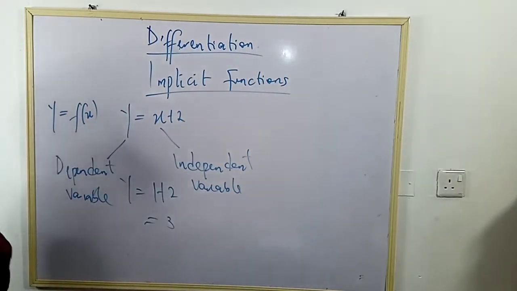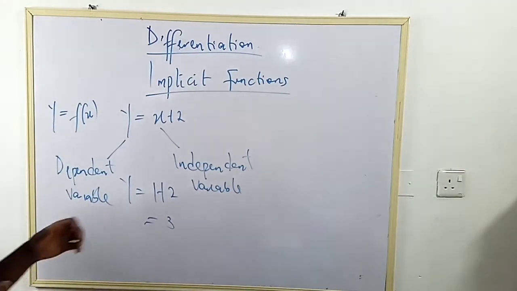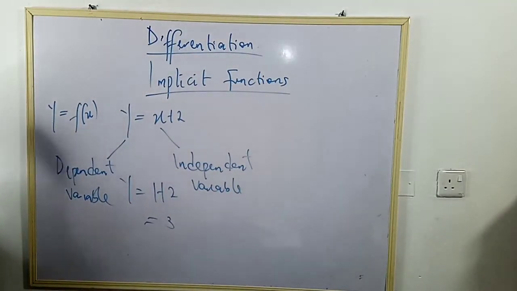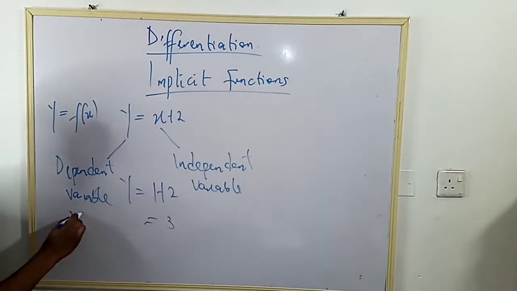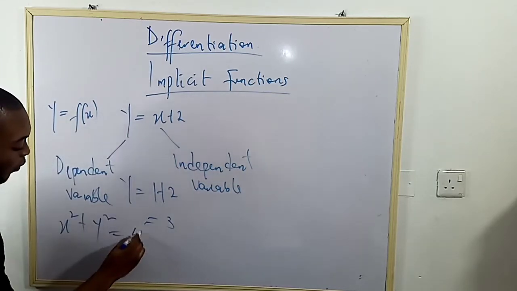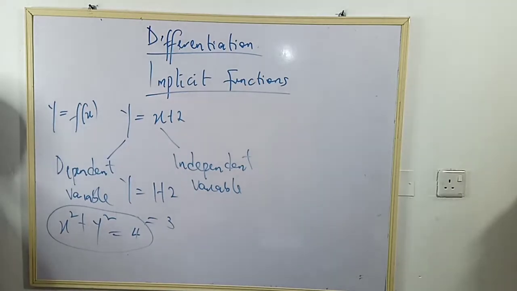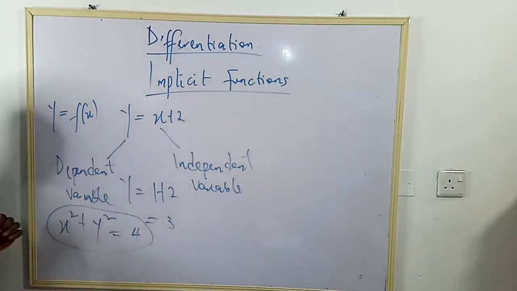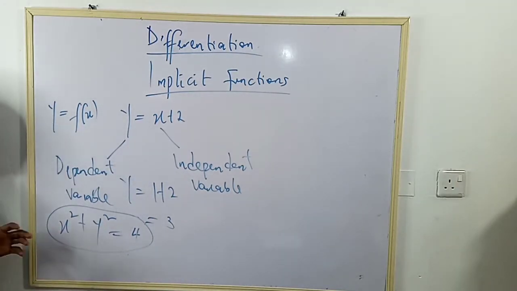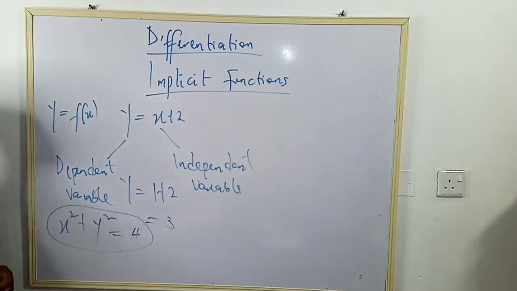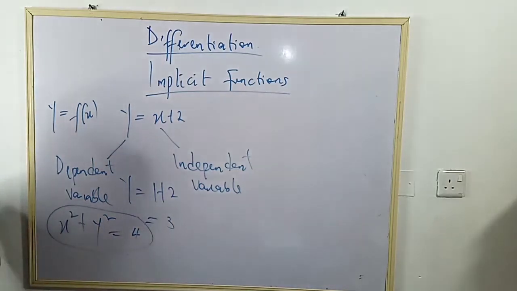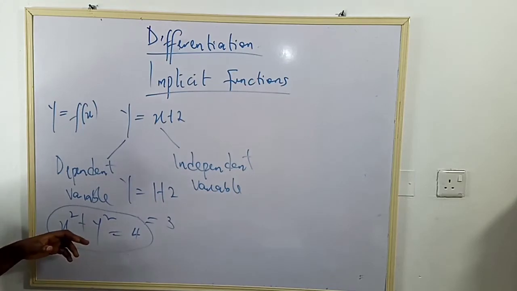But in the case of an implicit function, y is not explicit. It's a case whereby you have something like x squared plus y squared equals 4. Look at the function that we have here now. y is not expressed as a function of x, that is, in explicit form. So in this case, it is an implicit function. So how do you differentiate y in this case?